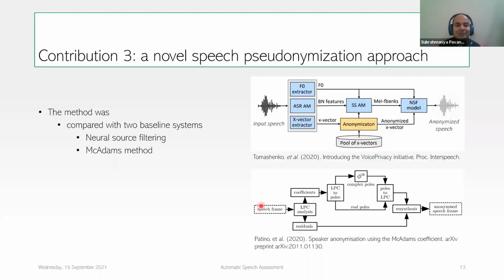The second method is a very simple method where linear prediction analysis is used, where the linear prediction coefficients, or the poles, are altered by using a power, which is alpha. And then once the poles are altered, it gives a spectrum which is scaled non-linearly in the spectral domain. And then the speech is resynthesized to get anonymized speech.